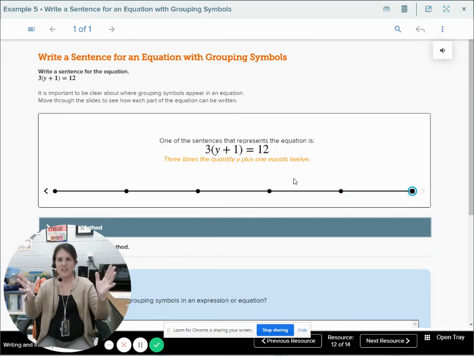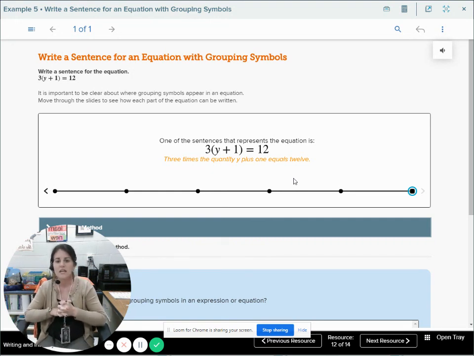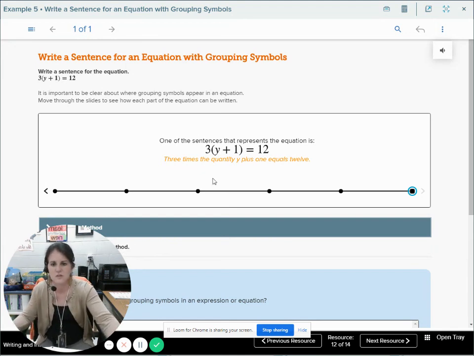So putting it all together, 3 times the quantity y plus 1 is 12. Or 3 times the quantity of 1 more than y is 12. I don't know. There's several different ways that you could say that.